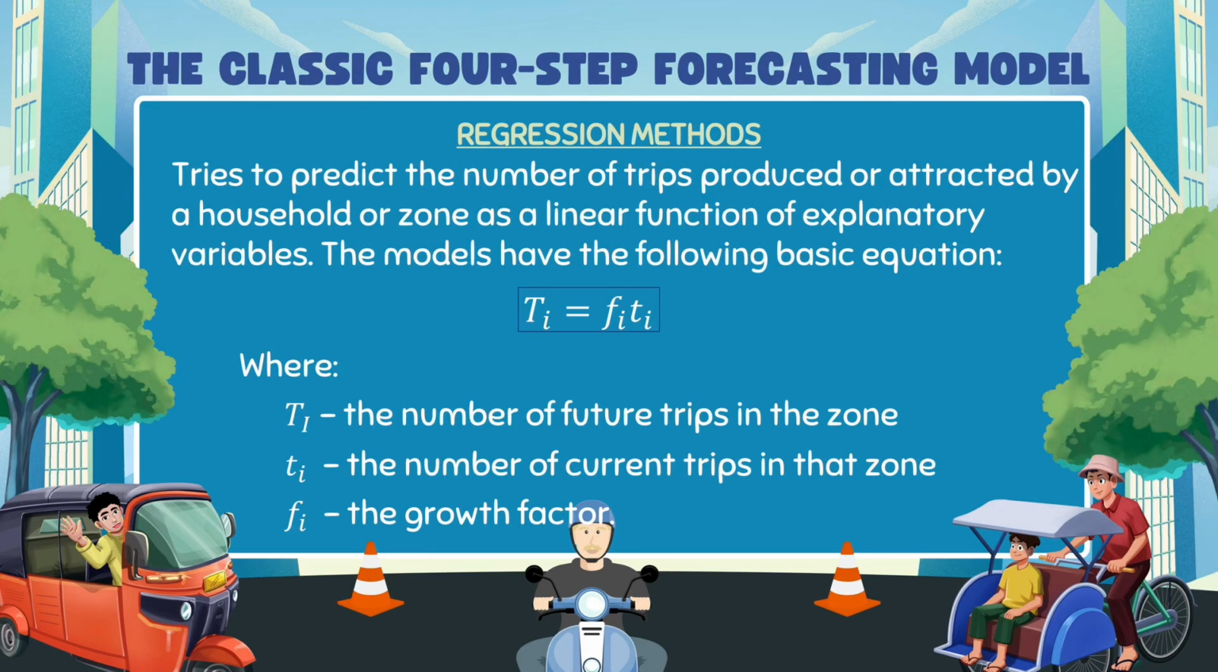So for regression methods, it's just the same as the growth factor modeling. It tries to predict the number of trips produced or attracted by a household or zone as a linear function of explanatory variables. The models have the following basic equation: T_i = F_i × t_i, where T_i is the number of future trips in the zone, t_i is the number of current trips in that zone, and F_i is the growth factor.